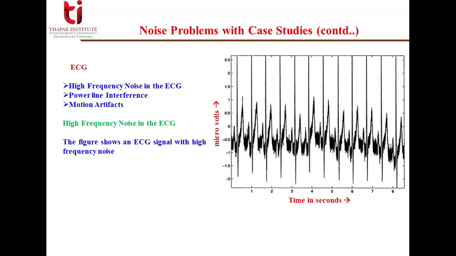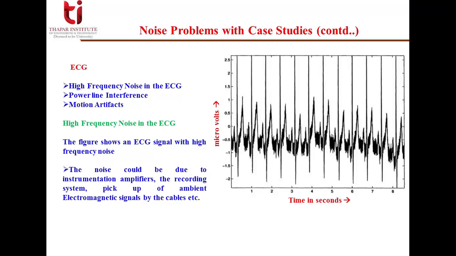You can see in this figure, it shows an ECG signal with high frequency noise. The noise could be, as I mentioned, due to instrumentation amplifiers. It can be due to the recording system. It can be the pickup of ambient electromagnetic signals by the cables.